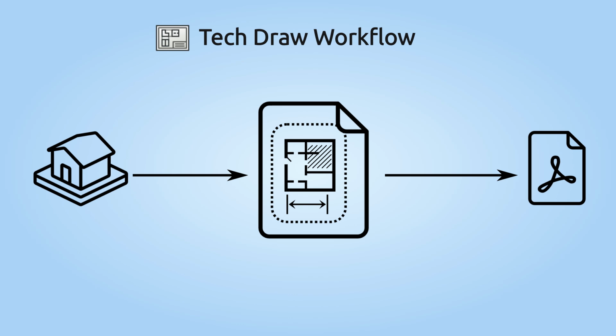The advantage of the TechDraw workflow is that it is a more direct way from the 3D model to the view, and the view keeps the relation to the 3D objects. So for instance, if you change the 3D model, the view changes too, as in the first workflow, but here the dimensions change accordingly.